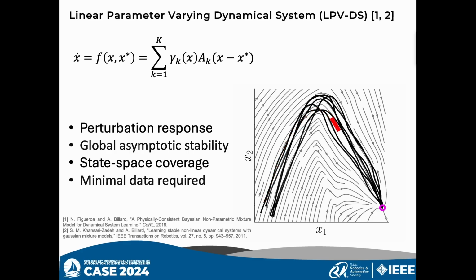We already see the strengths of using LPV-DS from the previous video, where the robot exhibits strong perturbation response and stability at the target. Moreover, in this 2D example, we see LPV-DS vectorizes the entire state space, and even the unmodeled regions are generalized with some meaningful behavior that leads to the target. In addition, LPV-DS requires minimal data, making it effective with both multiple trajectories or a single trajectory.